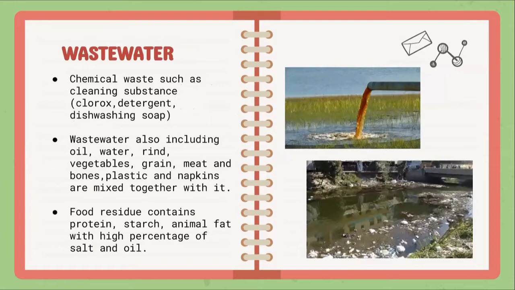Next is wastewater. Wastewater is a part of the food waste also. For example, chemical waste such as cleaning substances, which are Clorox, detergents, and dishwashing soap. And then wastewater also includes oil, water, rain, vegetables, grain, meat, and bones. Plastic and napkins are mixed together with it. For example, we can see the solid and liquid types of waste have been thrown into the drain, causing the water to be polluted. And then next is the food residue, containing proteins, starch, animal fat with a high percentage of salt, and oil.